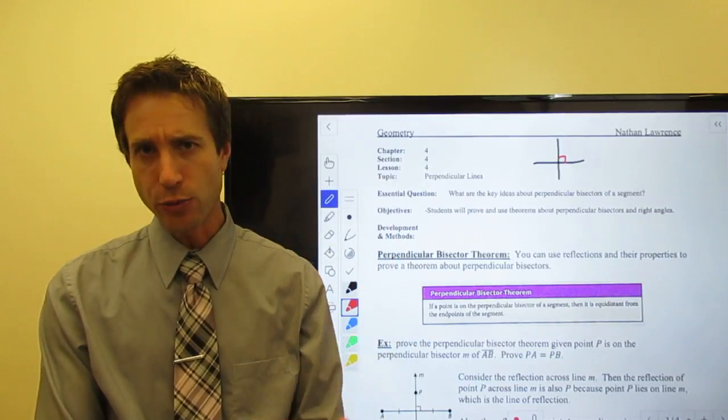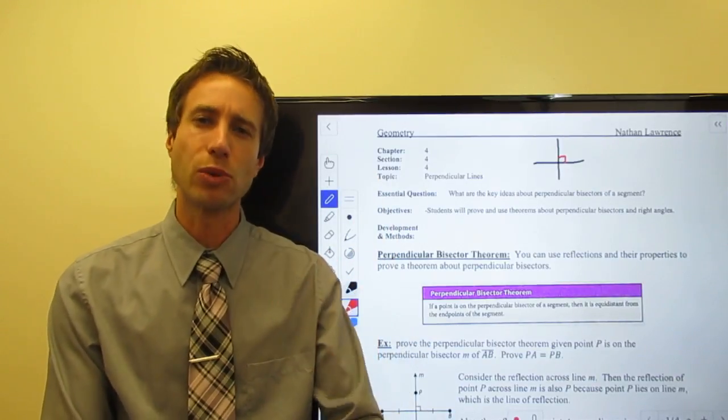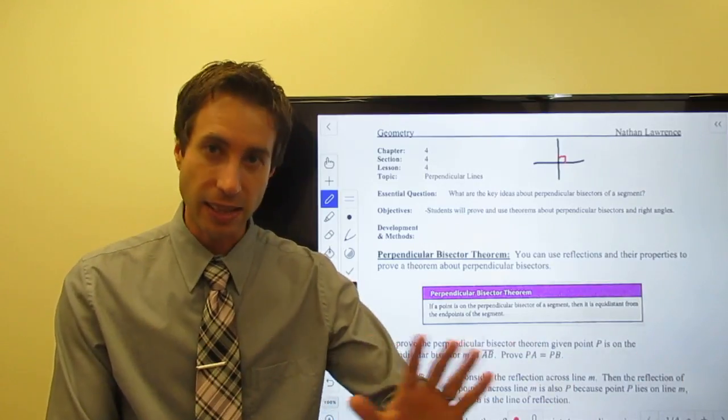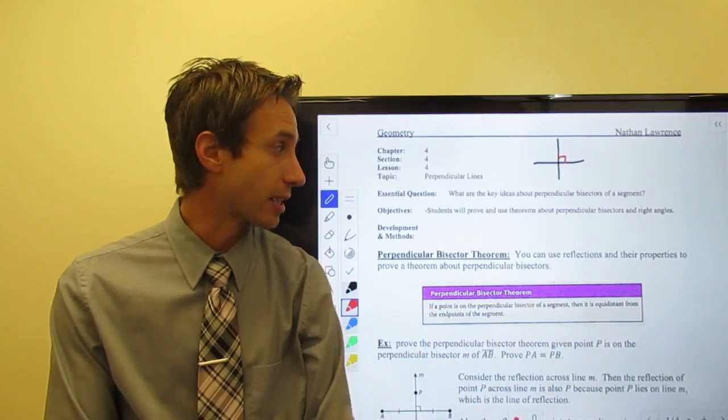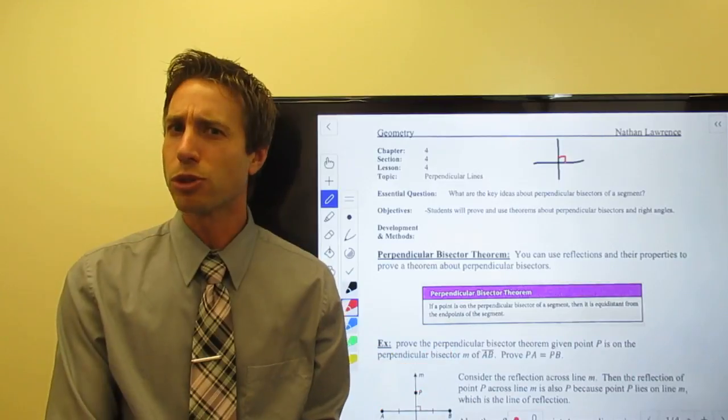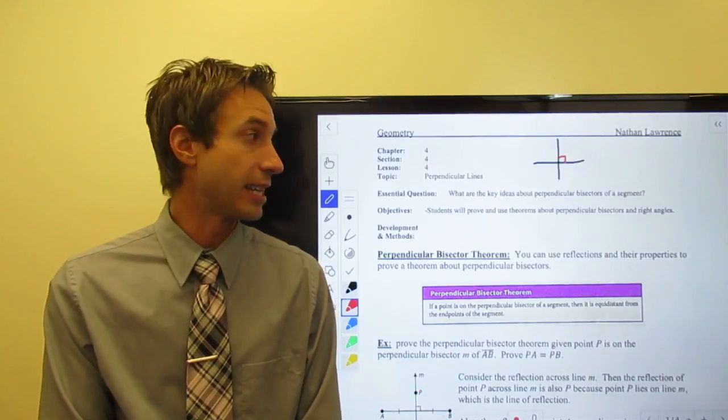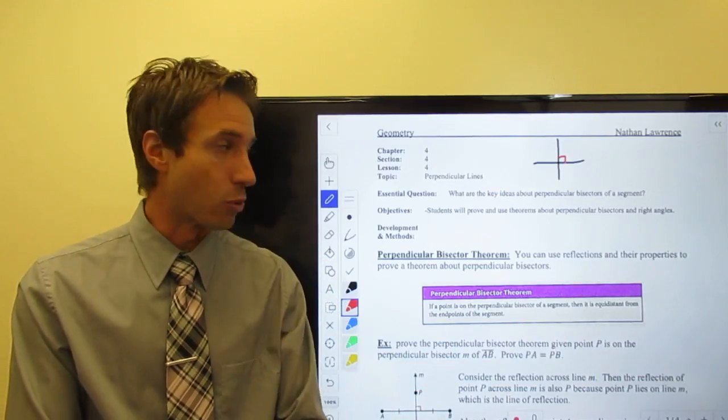So all the way through this section, our theme is really going to be, again, intersecting lines. That's the theme of the chapter, intersecting lines. But here in this section, we'll talk a little bit about perpendicular intersections, to be more specific.